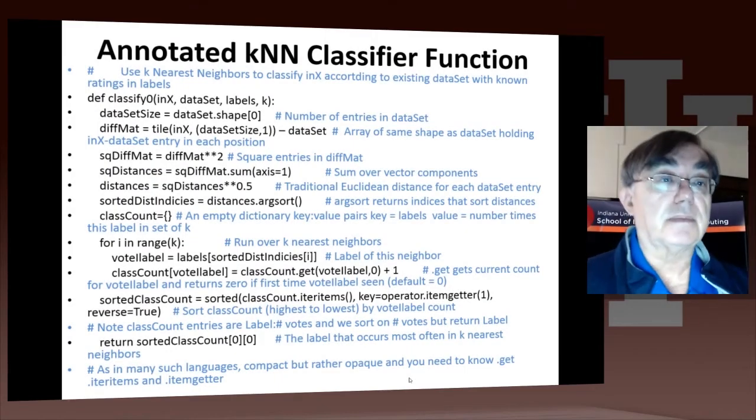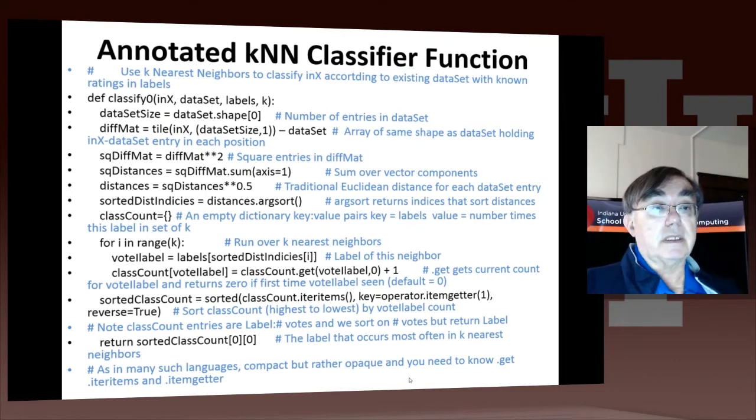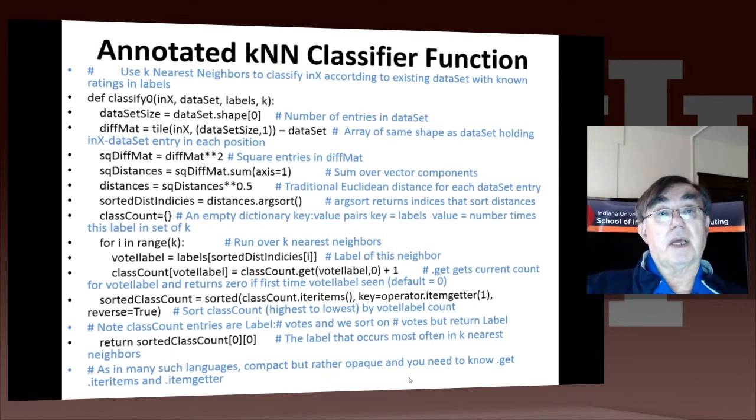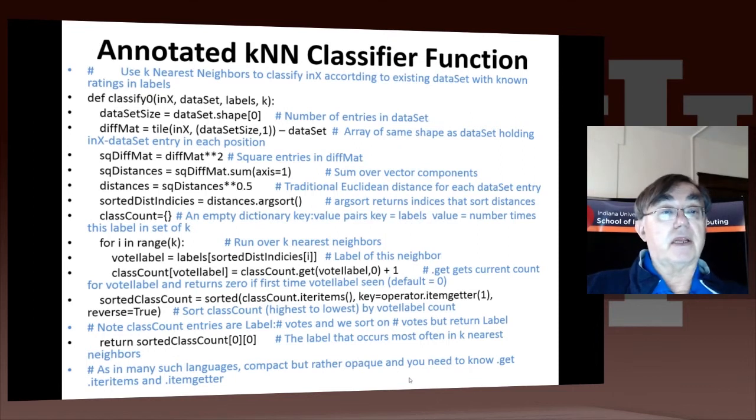And in the last discussion of this Python, I actually go through the Python code of this classify zero function. And this function, if you remember, has 4 arguments. inX here is the point to be classified. Dataset is an array of existing points. They have a classification given in the array labels, and K is the number of nearest neighbors.